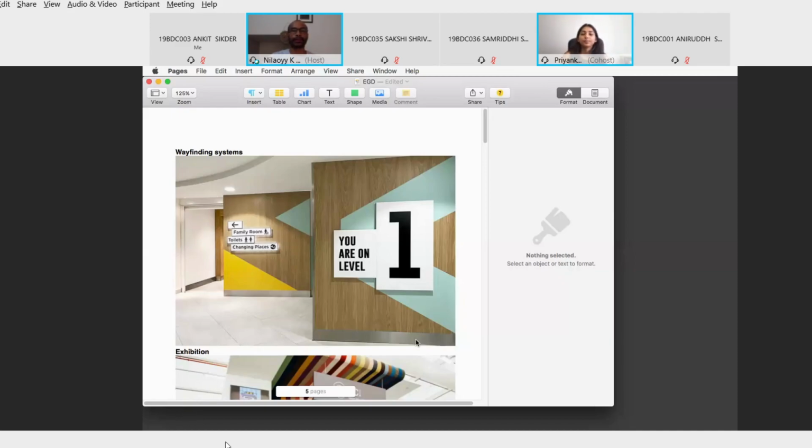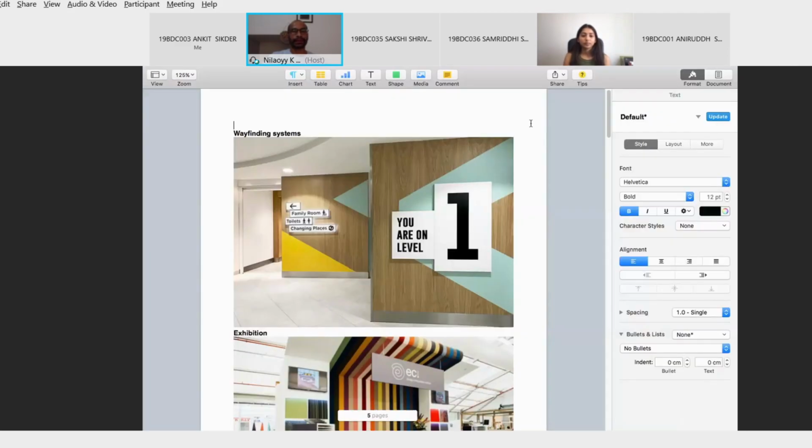All right, good. Now I can. So here, this one is from wayfinding systems. You see the graphics here. They mostly use typography here. So you can use form, color, material. This is mostly for a wayfinding system. This one is for an exhibition.